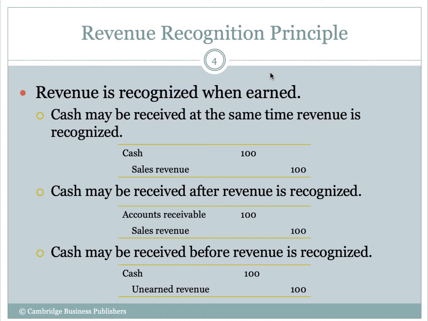Under the accrual basis, it doesn't matter when we receive cash. Cash is not the determining factor of when revenue is recognized. So let me give you two examples here. Under the accrual basis of accounting, it is possible that cash could be received after revenue is recognized. Well, what do you mean by that?